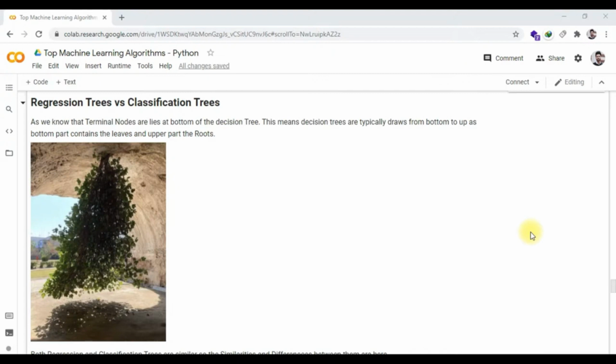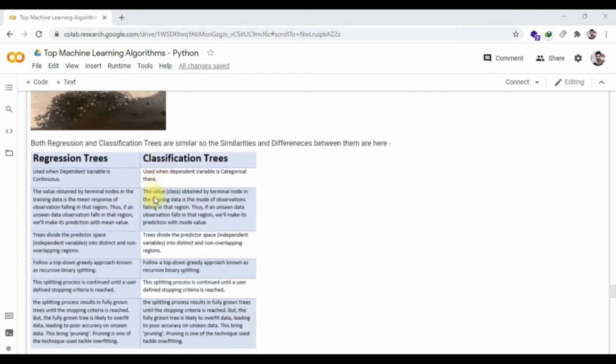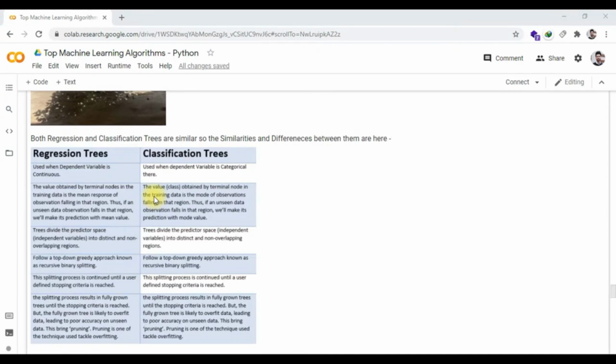This means that decision trees are basically drawn from the bottom up, as the bottom part contains the leaves and the upper part contains the roots. As you see in this image, it is a perfect example of a decision tree or classification tree. The leaves are below and the roots are above. And here are the differences between regression trees and classification trees, and some similarities too.